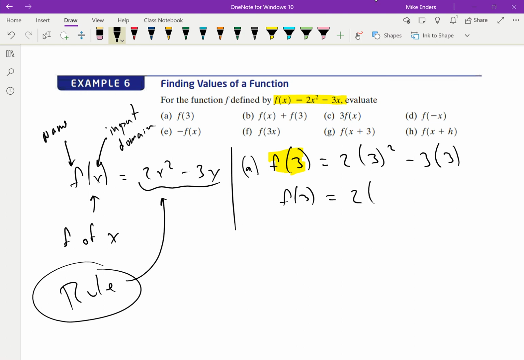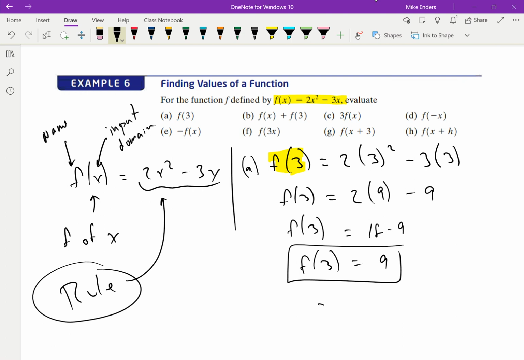So we're going to do, this is just order of operations. So 2 times 3 squared. 3 squared is going to be 9. And 3 times 3 is 9 over there. So we got 2 times 9 is 18. And subtract 9. 18 minus 9 is 9. So my function f evaluated at 3 gives me 9. So this would be the same thing as saying I've got the ordered pair 3, 9.